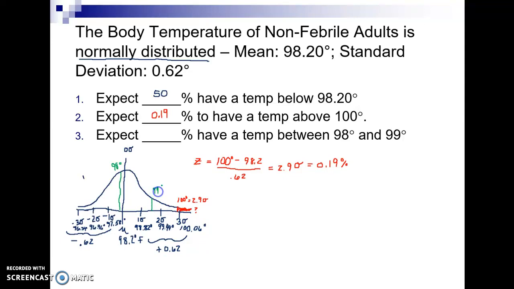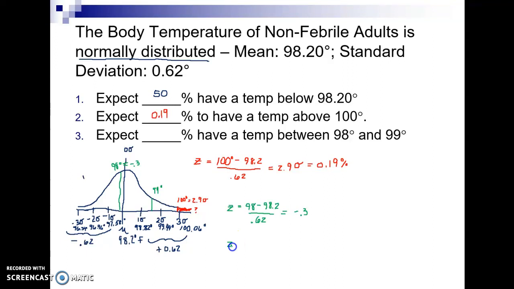Well, to figure out exactly where those guys are, I need their z-score. So I have to do them one at a time. Z is equal to 98 minus the mean of 98.2 divided by the standard deviation of 0.62. And doing that math on my calculator, I come up with a value of negative 0.3. Negative makes sense because it was below the mean, and anything below the mean should have a negative value.